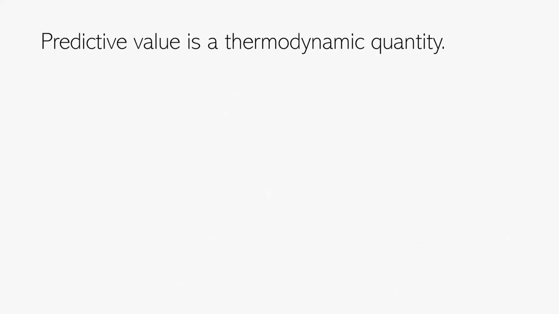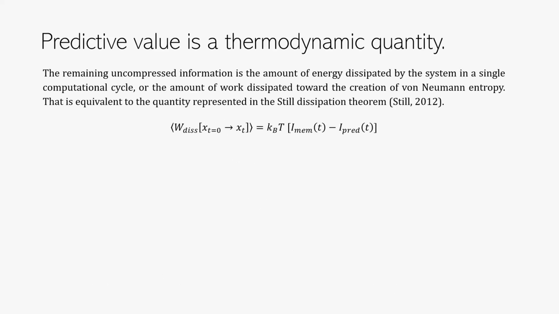We can't have more predictive value extracted than the amount of entropy we started with. And so predictive value is a thermodynamic quantity. The remaining uncompressed information is the amount of energy dissipated by the system in a computational cycle, or the amount of work dissipated toward the creation of von Neumann entropy. And that is equivalent to the quantity represented in the Stoll dissipation theorem.